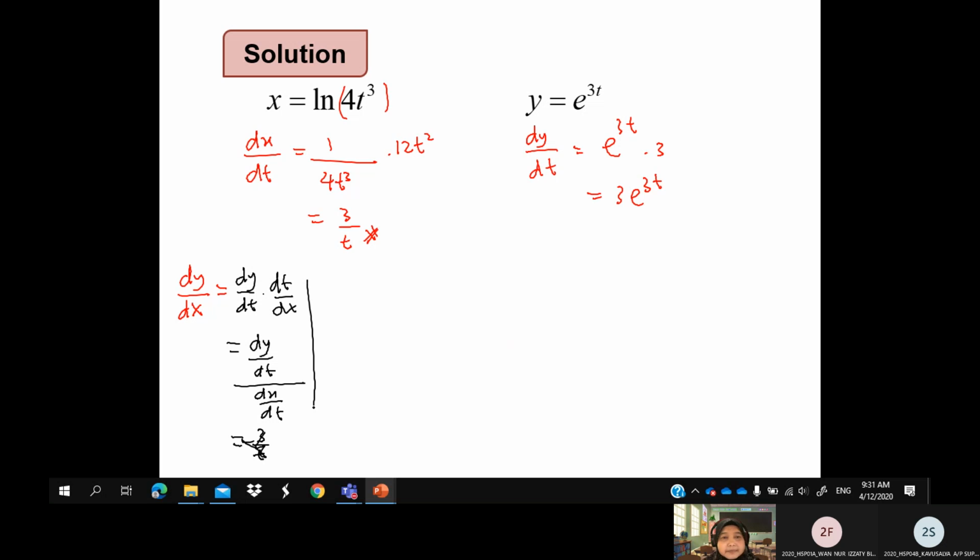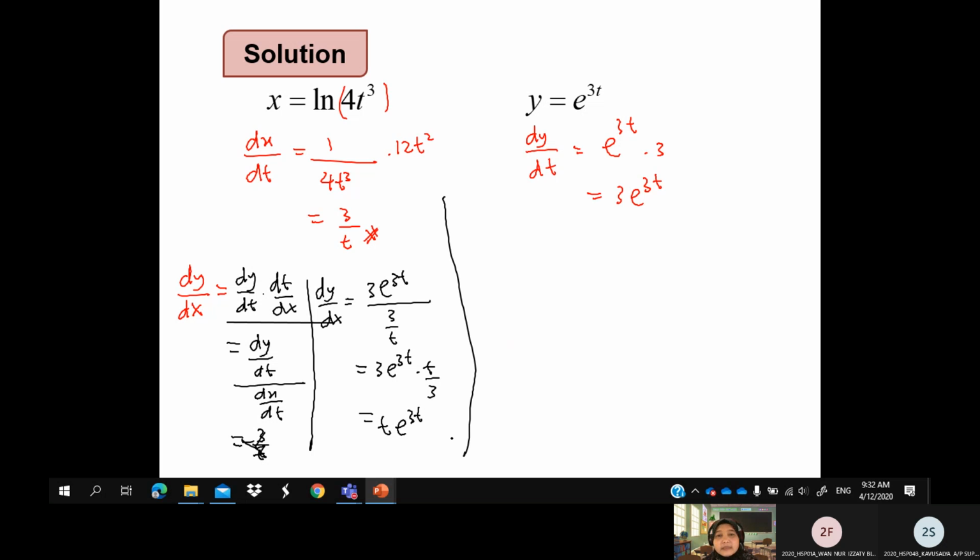So dy/dx equals 3e^(3t) over 3 over t. Simplify, you will get t over 3, and the denominator goes down, so after simplifying we get t e^(3t). That settles the first part.